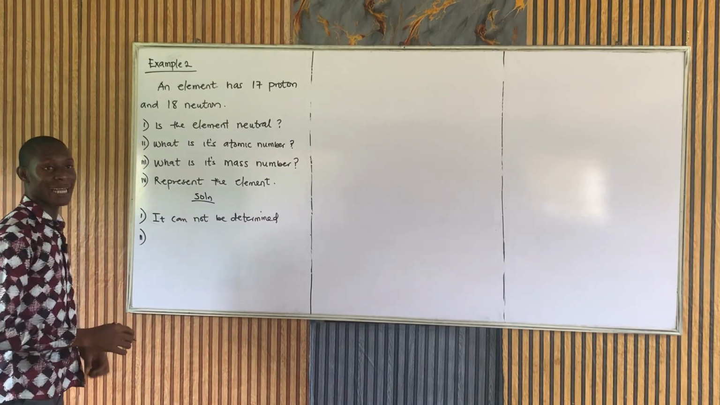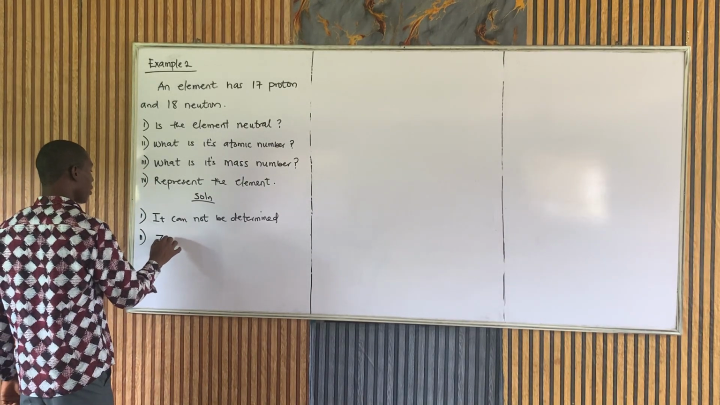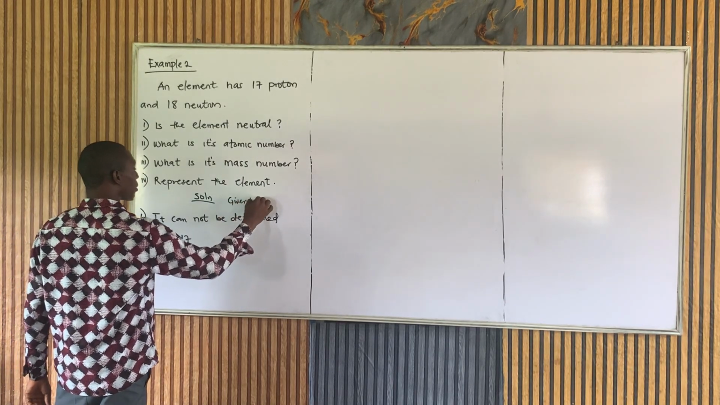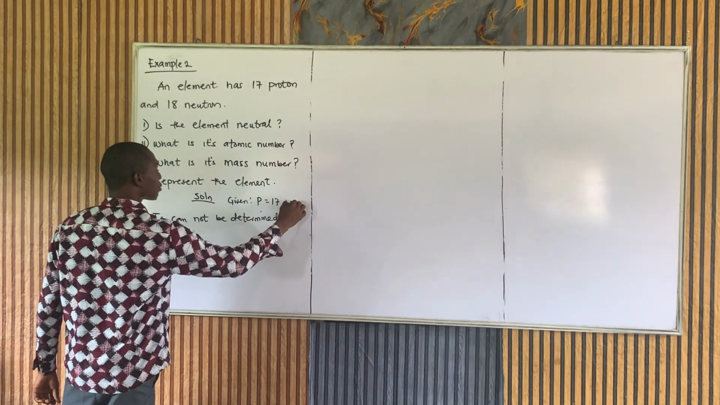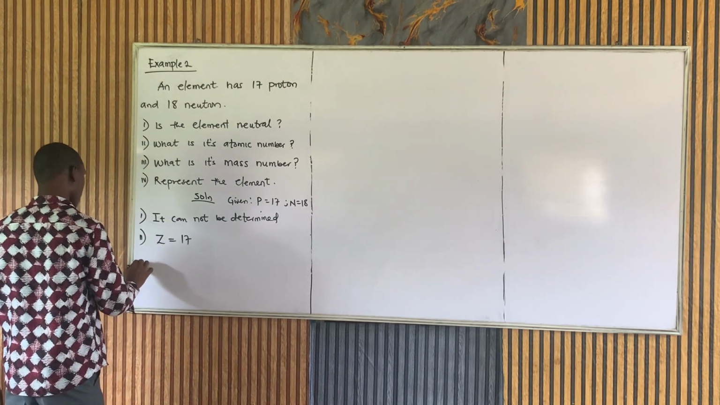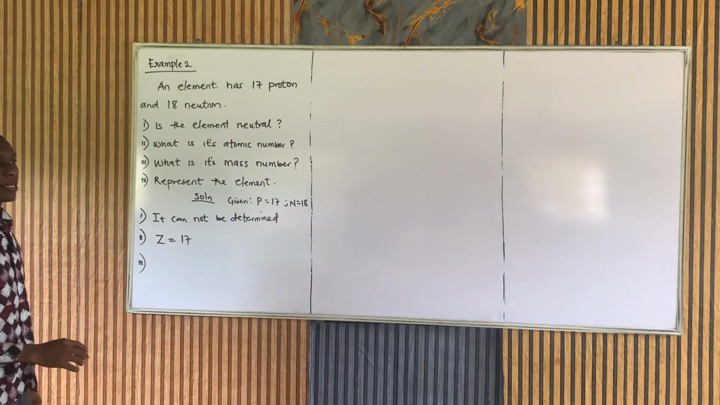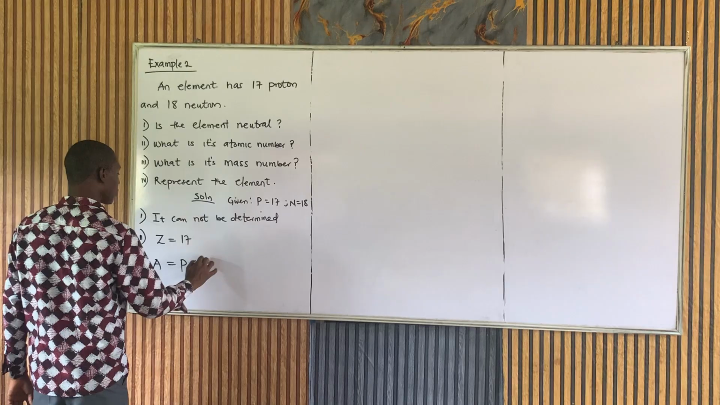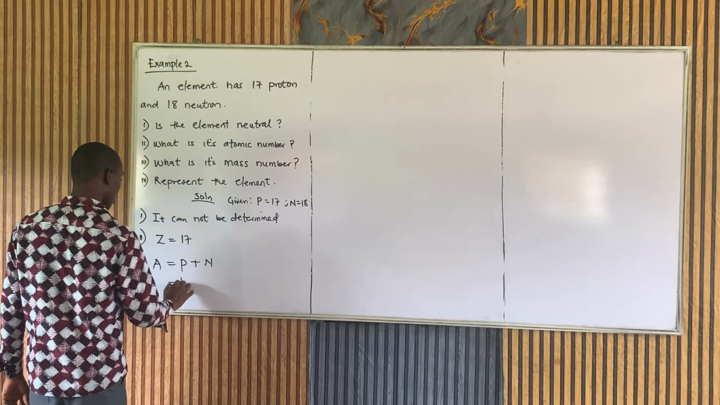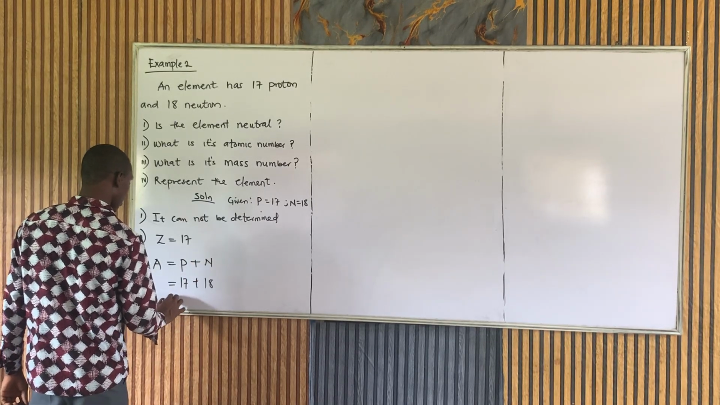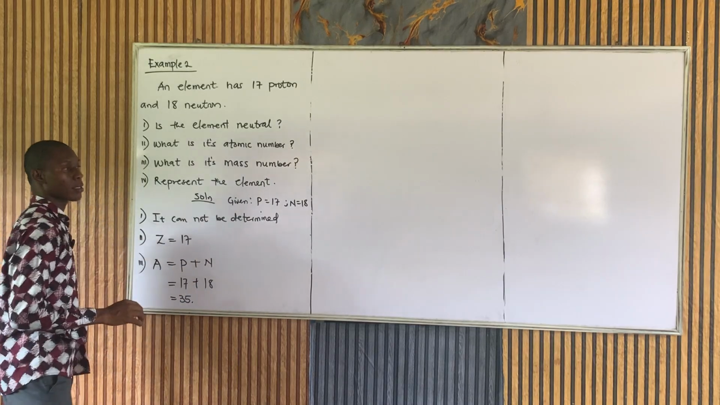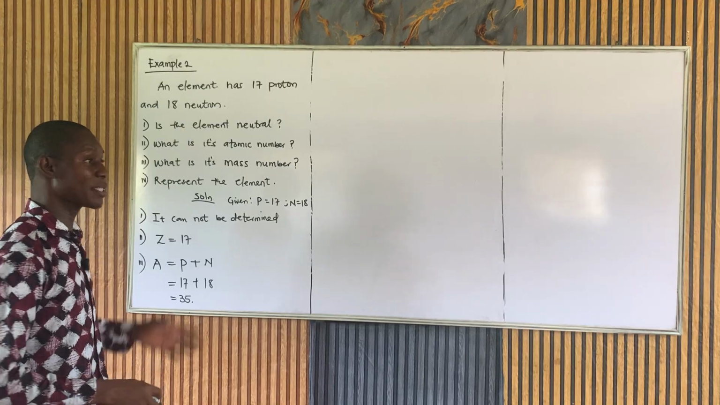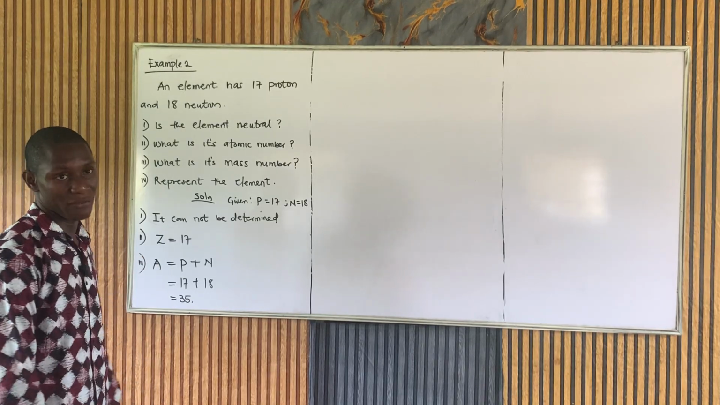Number 2, its atomic number. Well, the atomic number is 17, since we are given in this question that the proton is 17 and the neutron is 18. Next we are asked for the mass number. The mass number is proton plus neutron, and that will be 17 plus 18, which is simply 35. I could have asked, what is the nucleon number? And that's still 35 also.